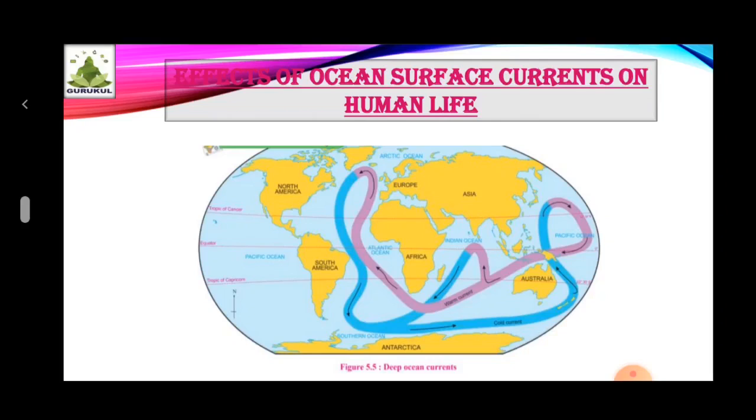The warm Gulf Stream and the cold Labrador Current meet near the Newfoundland Island, and this leads to dense fog. Because of these cold currents, icebergs are carried away from the polar areas, and if such icebergs come along the marine routes, they are hazardous to the ships.